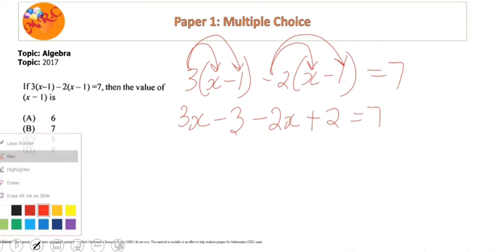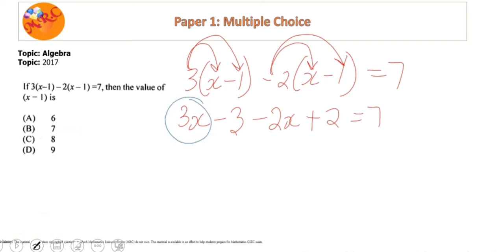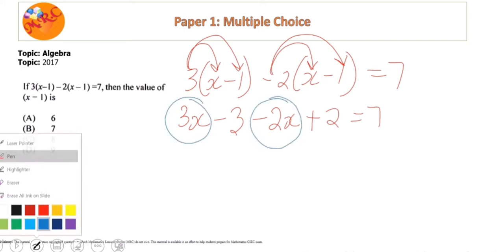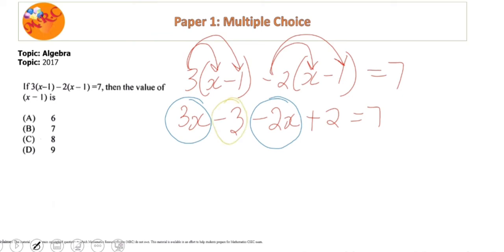In simplifying, we're grouping the like terms. So that 3x is going to group with that negative 2x, and this negative 3 is going to group with that positive 2. So we group and we have 3x minus 2x, which gives us x, and minus 3 plus 2, which gives us minus 1, equals 7.